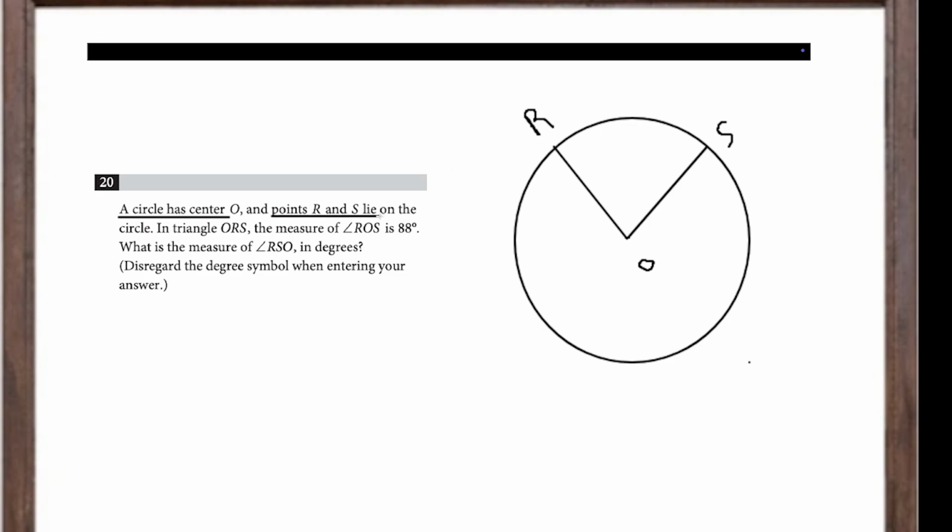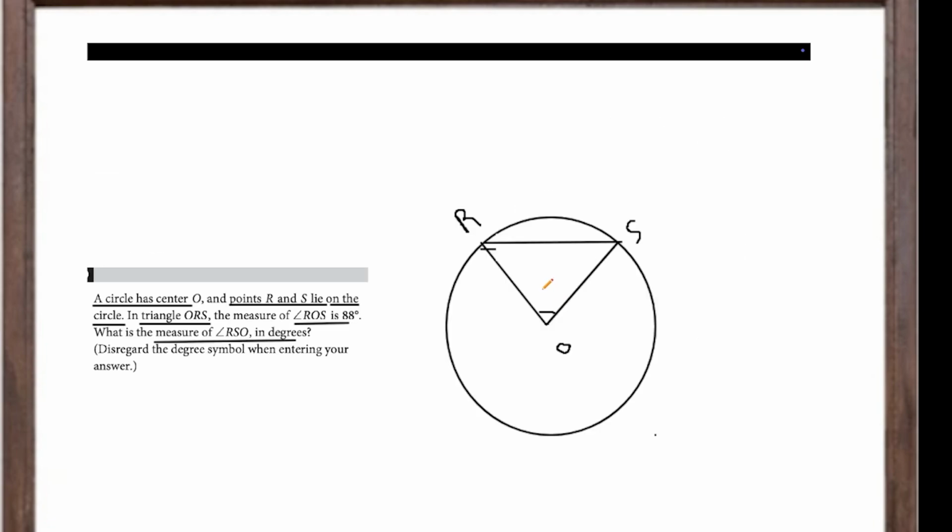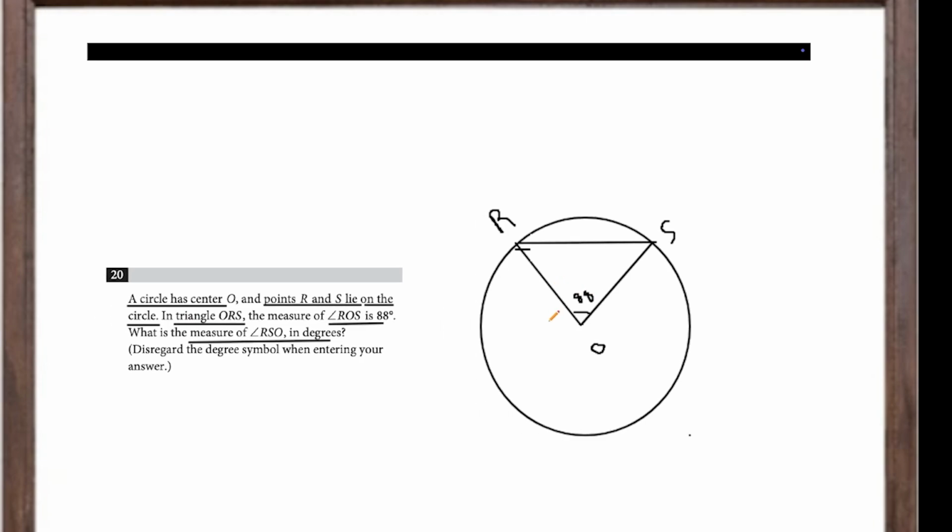Here we have a circle problem that states a circle has center O and points R and S lie on the circle. In triangle ORS, the measure of angle ROS is 88 degrees. What is the measure of angle RSO in degrees? So I've already drawn the diagram, so now I'm about to label it.